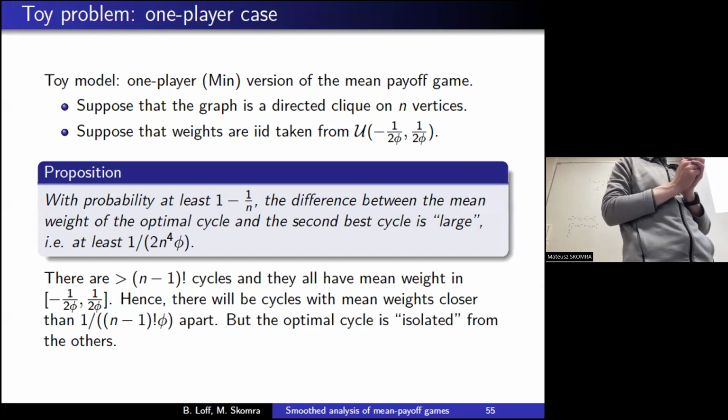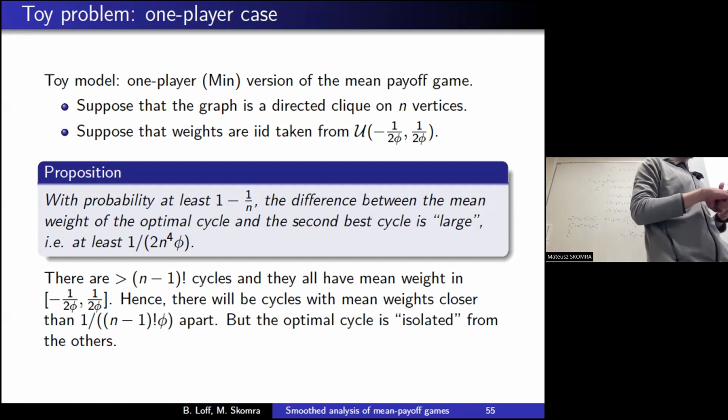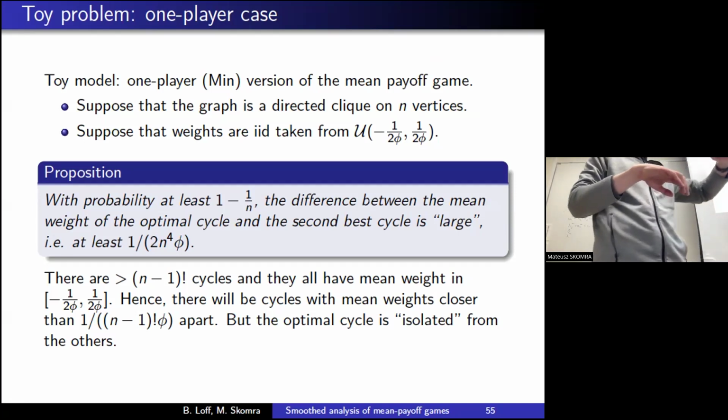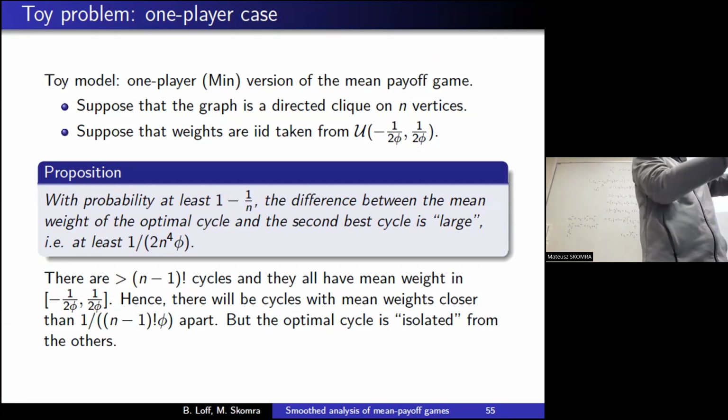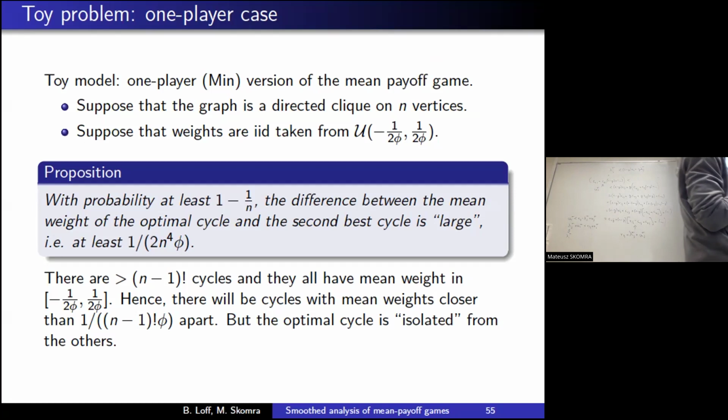Okay, so if you are on a clique, there is an exponential number of cycles, right? However, if you run the experiments, for instance, you can see that when you look at the optimal cycle and the second best cycle, the gap between them is actually big. This is in this proposition. Suppose that my weights are uniform. My proposition is that with probability at least 1 minus 1 over n, so with high probability, the difference between the mean weight of the optimal cycle and the second best cycle is large, at least this quantity.